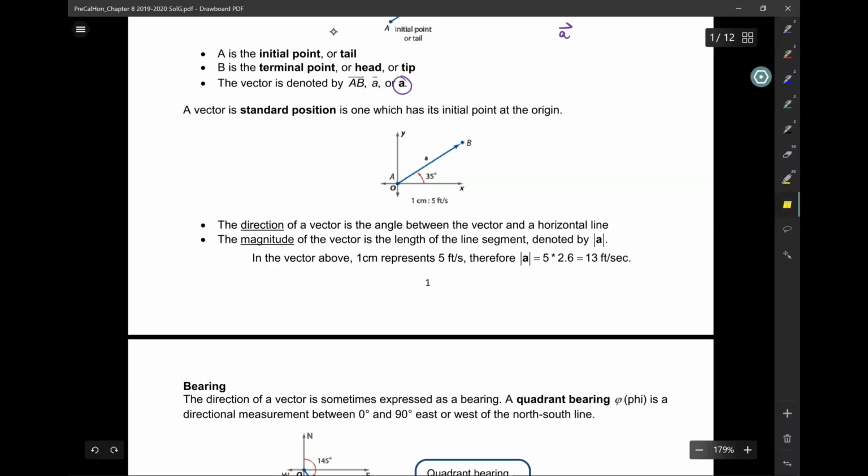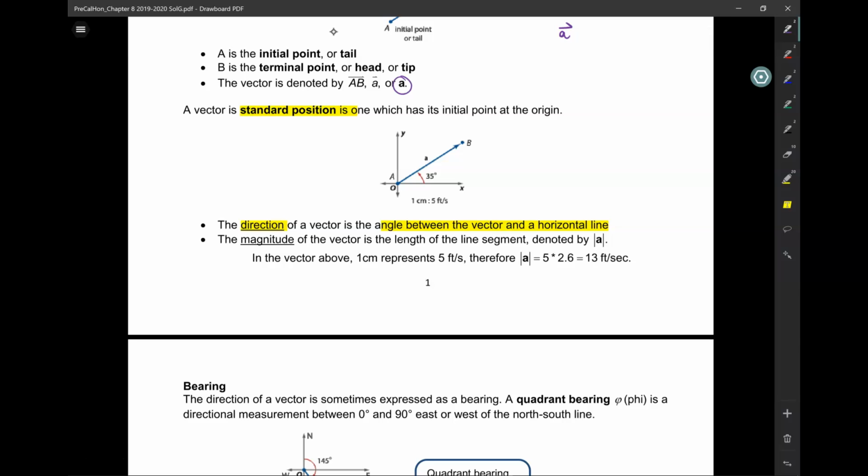And so now, here's a vector in standard position. The initial point is at the origin, right? And we can now figure out the magnitude and the direction of this vector. The direction of the vector is simply the angle between the x-axis and the vector going in, of course, the counterclockwise direction, because that's how we measure angles, right? So the direction of a vector is the angle between the vector and a horizontal line. So now, what do I mean by that?